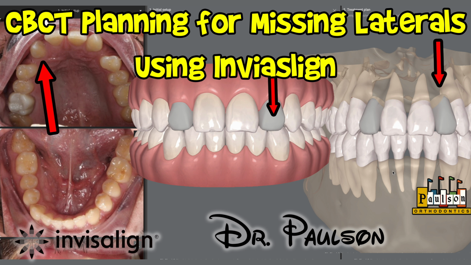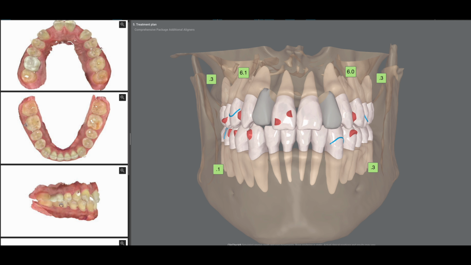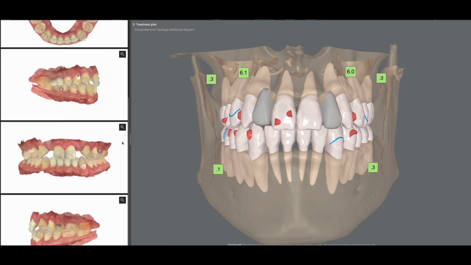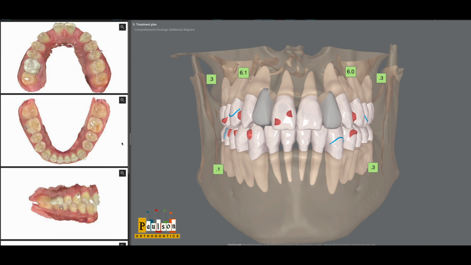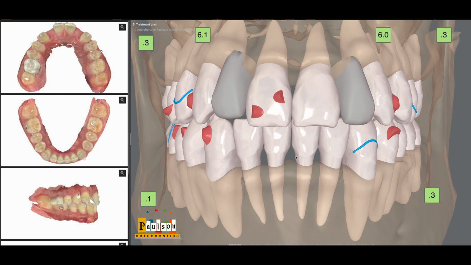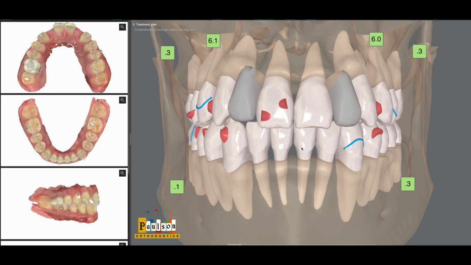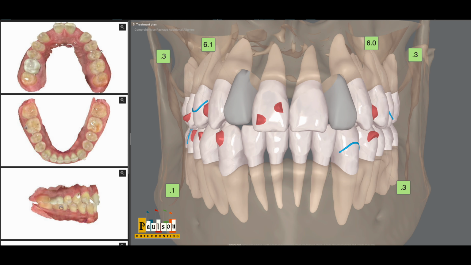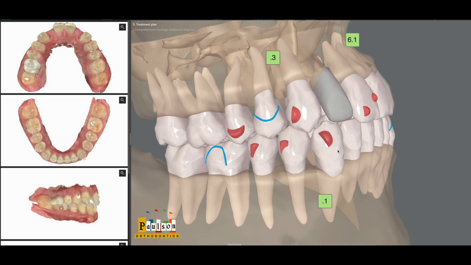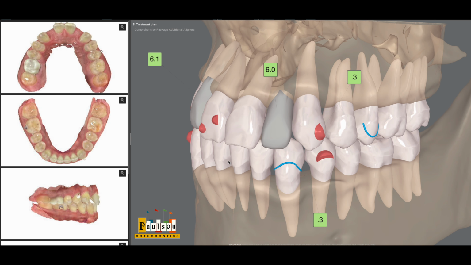Today we're going to be talking about CBCT planning using Invisalign and missing laterals. Here we have a case here. The raw scan data is on the left. This on the right is the integration of the scan with the CBCT, or the Cone Beam Computed Tomography. So we can look at this case here. This is a refinement scan already.